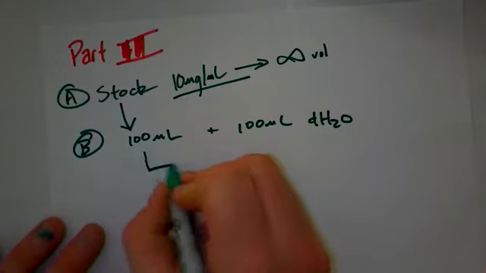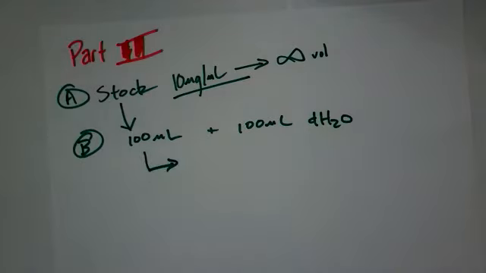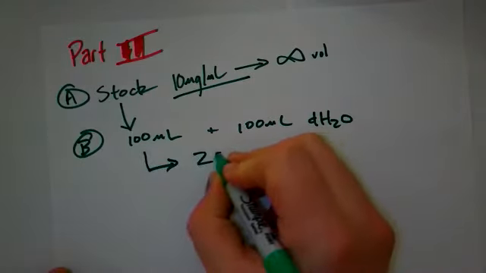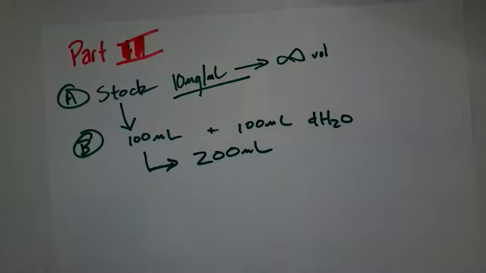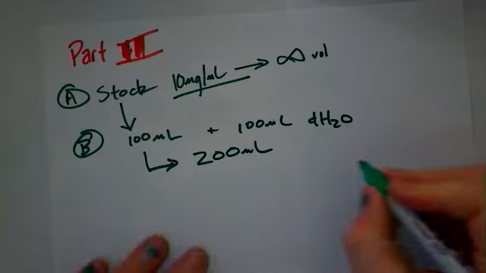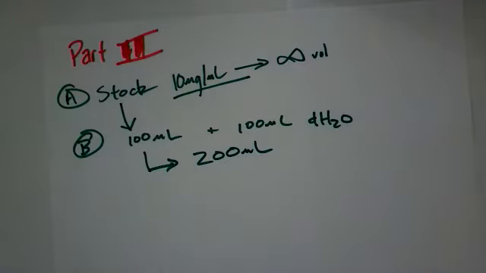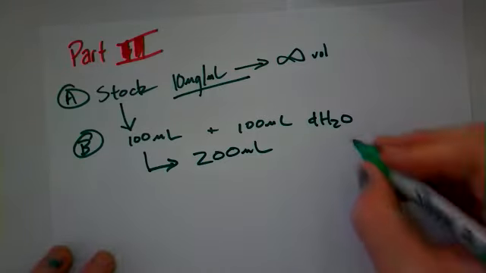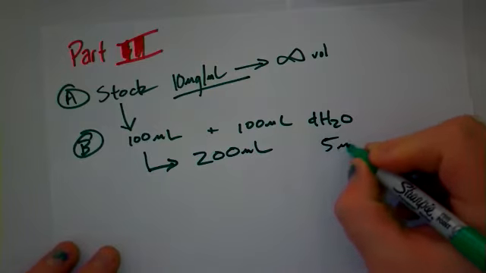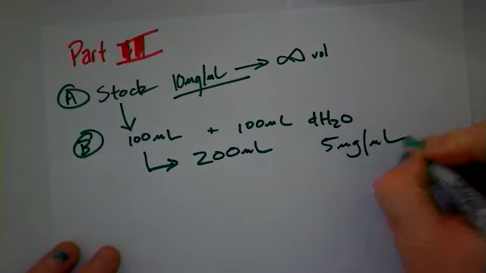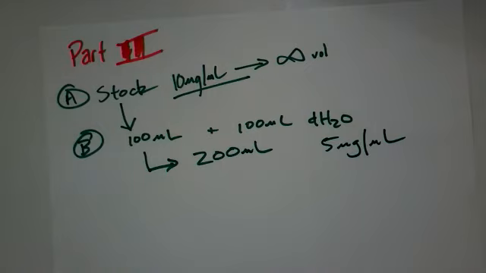Now for my first dilution, what can I say about it? My total volume is 200 microliters. Would everyone agree with that? And it has a concentration that is half of what my stock was. So I have a concentration of 5 micrograms per microliter. Does that make sense? Okay.